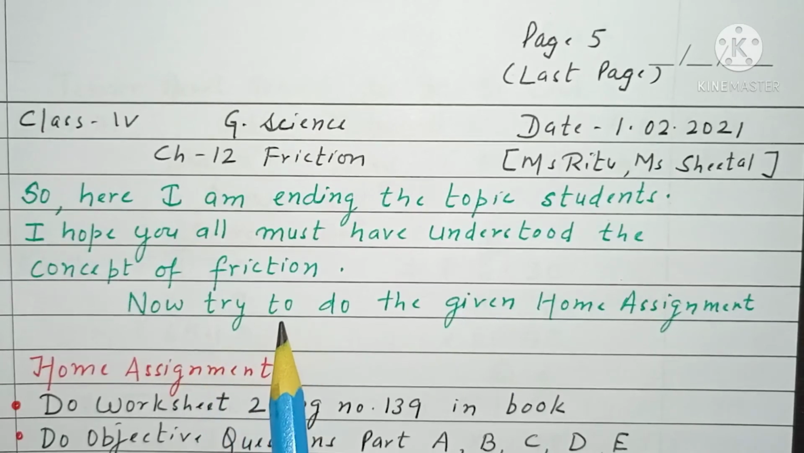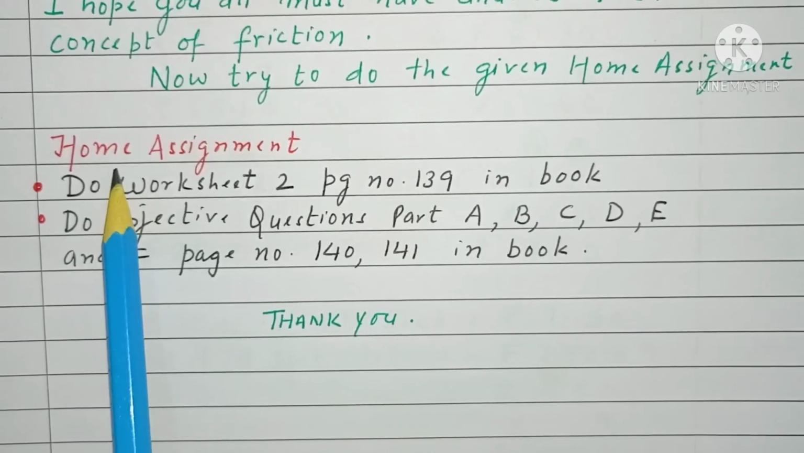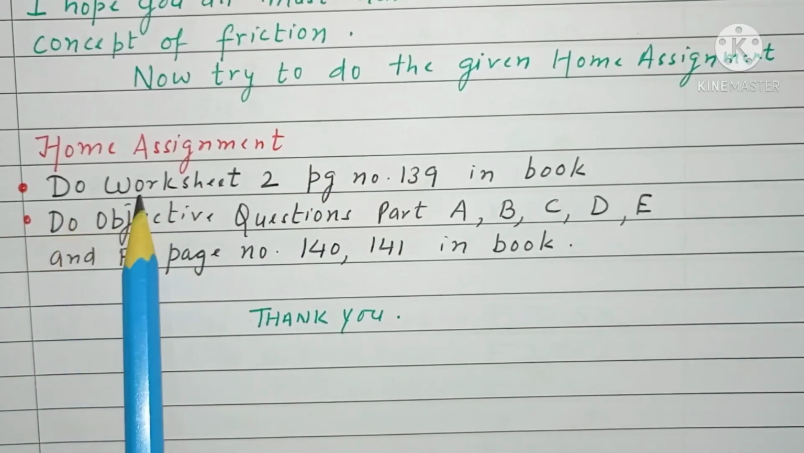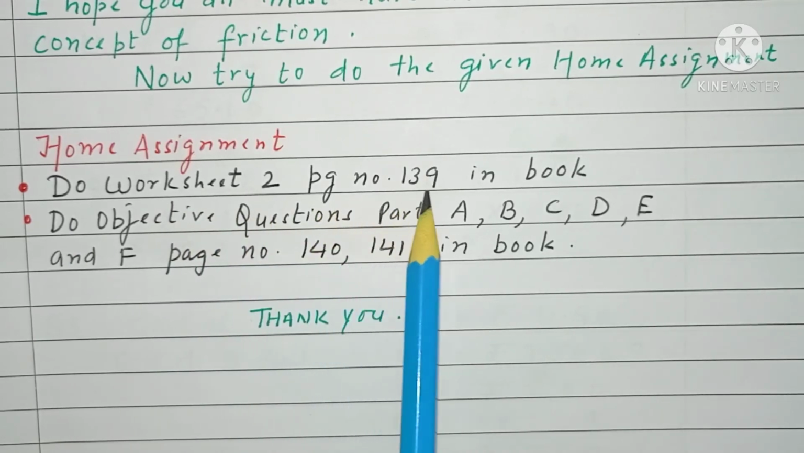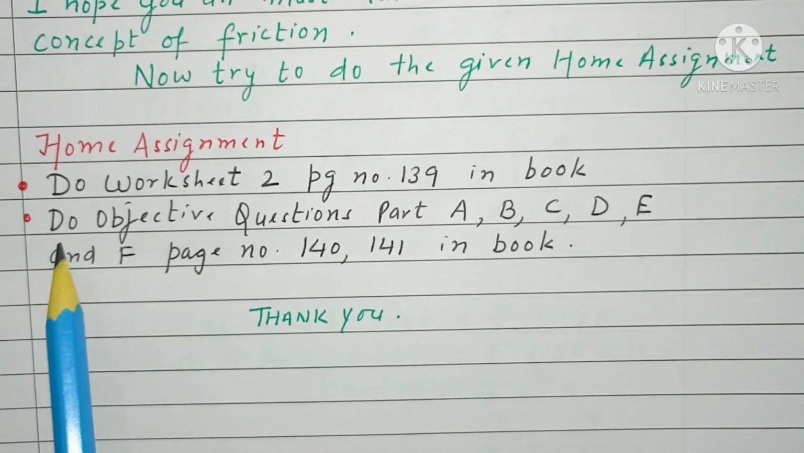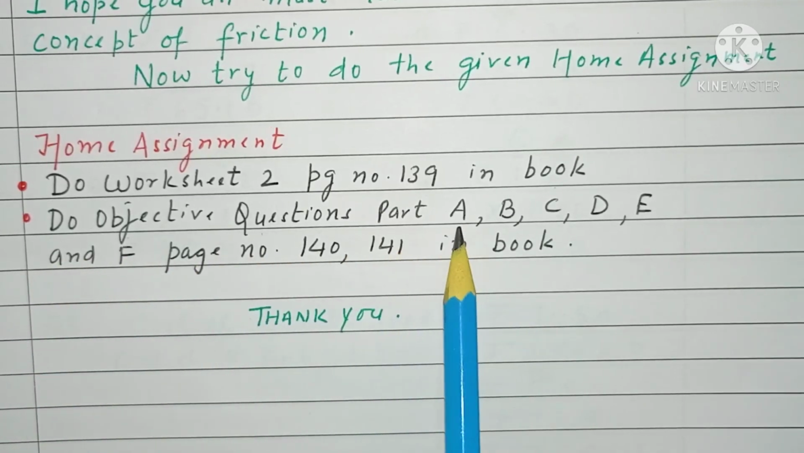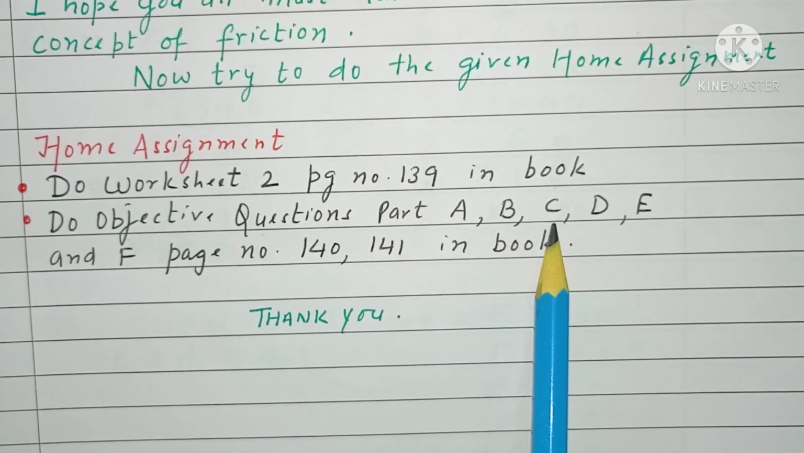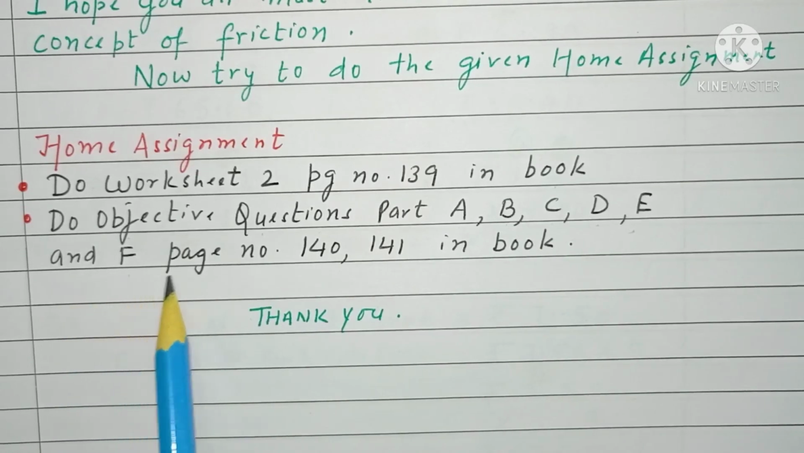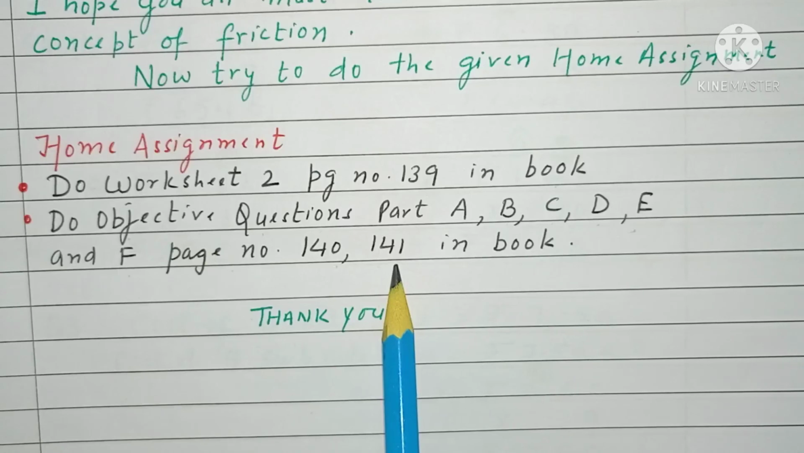Now please try to do the given home assignment. Your home assignment questions are, first of all, do worksheet 2, page number 139 in your textbook. And then do the objective questions, part A, B, C, D, E and F, page number 140, 141 in your book.